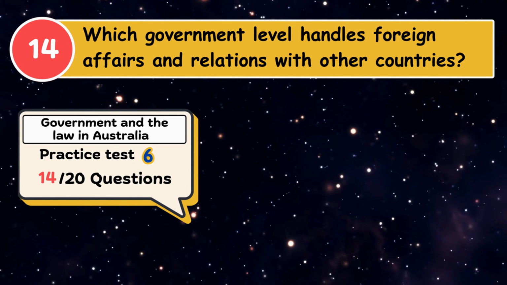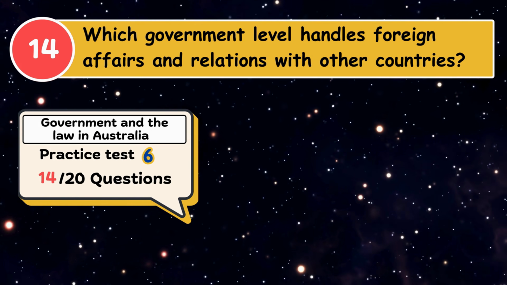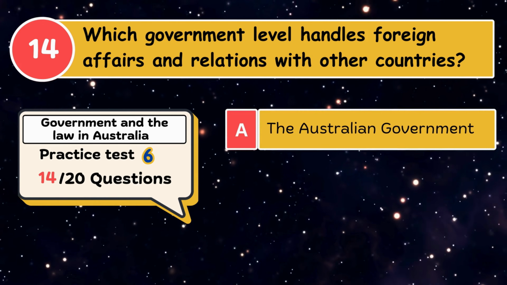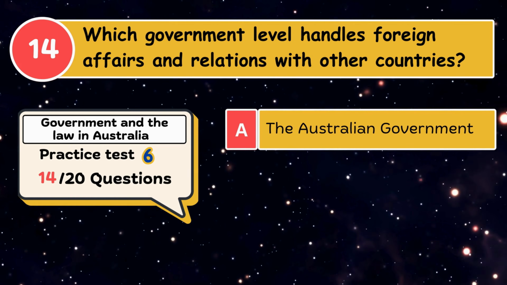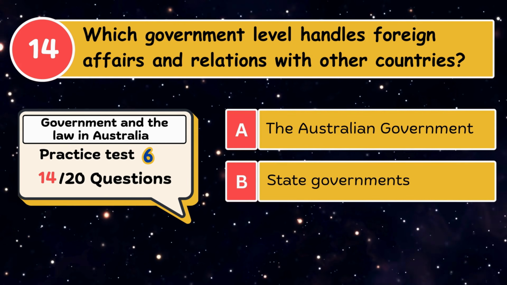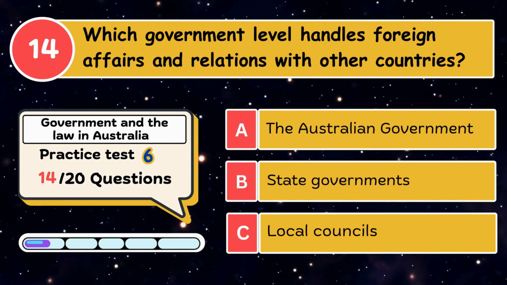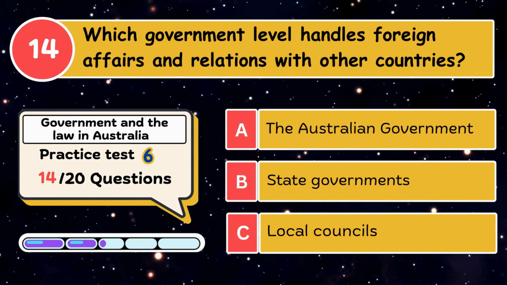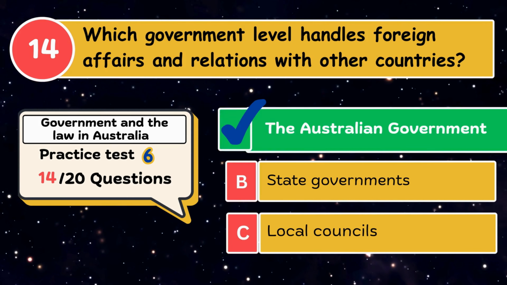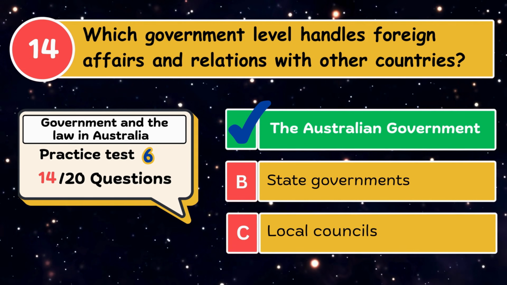Which government level handles foreign affairs and relations with other countries? A. The Australian government. B. State governments. C. Local councils. The correct answer is the Australian government.